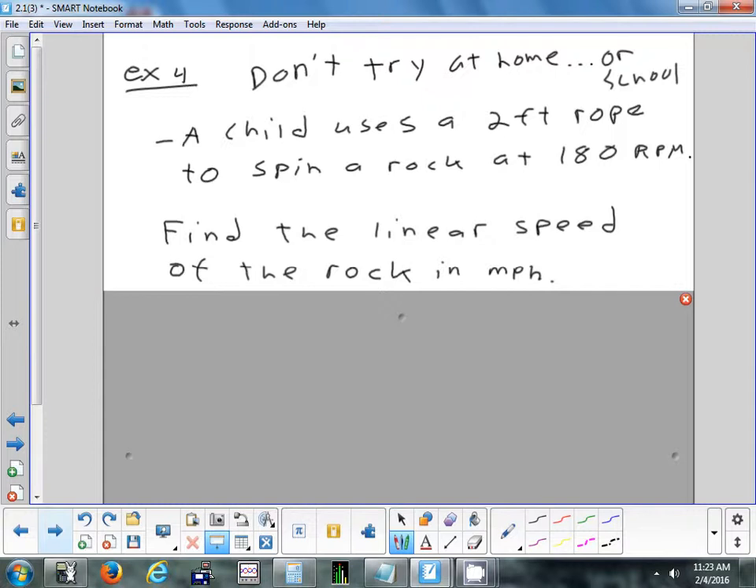This is the first time we've done this. If you think about what's happening here, a child is swinging a rope 2 feet long, it's going around 180 times per minute, and he lets the rock go. If he lets it go, that's how fast it would be moving, the linear speed. You want to visualize that: swinging it, lets it go, the rock takes off straight. We're going to find out how fast the rock would be going. Any questions on what we're going to try to figure out?